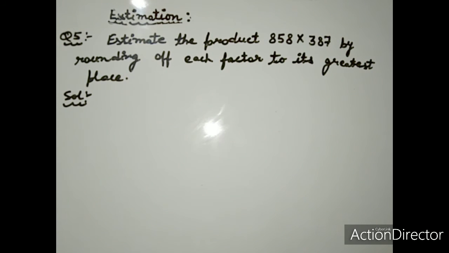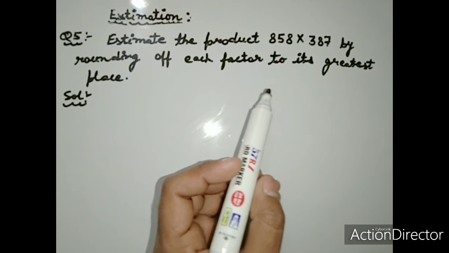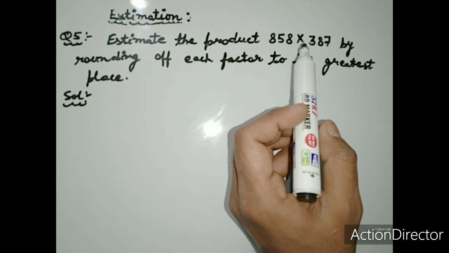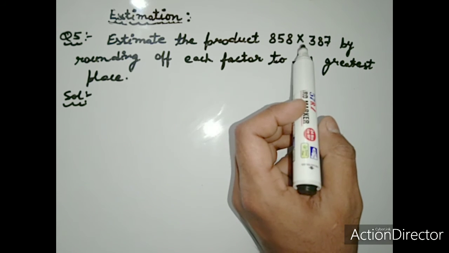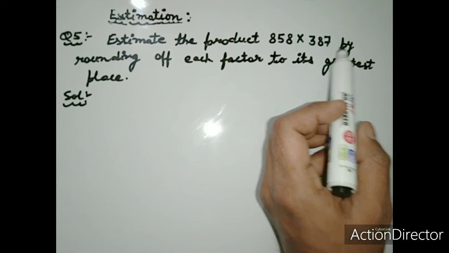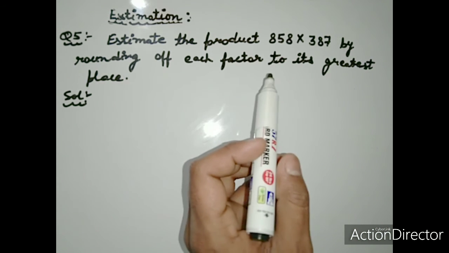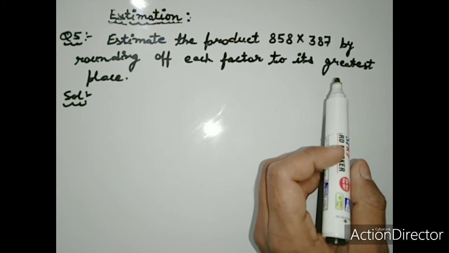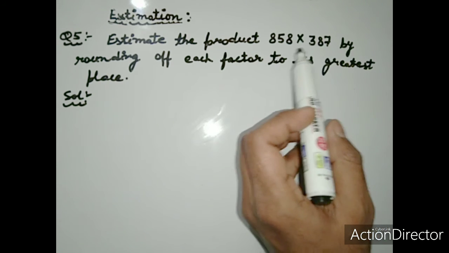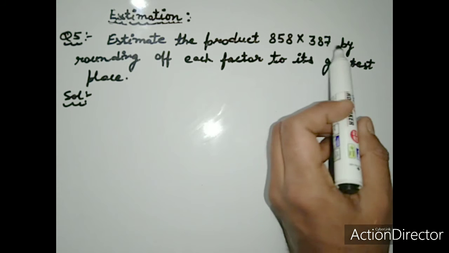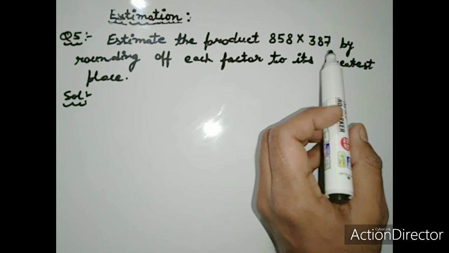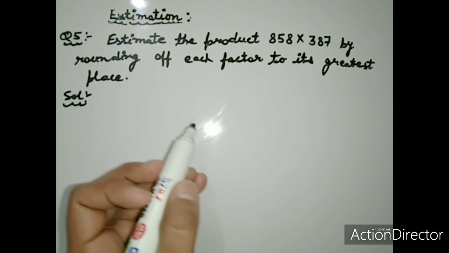Now the next question, question number 5. This question is related to multiplication. Estimate the product of 858 multiplied by 387 by rounding off each factor to its greatest place. So here, what is the greatest place in both numbers? 1 stands 100, 1 stands 100. So here we take a round off in the 100 place of these numbers.